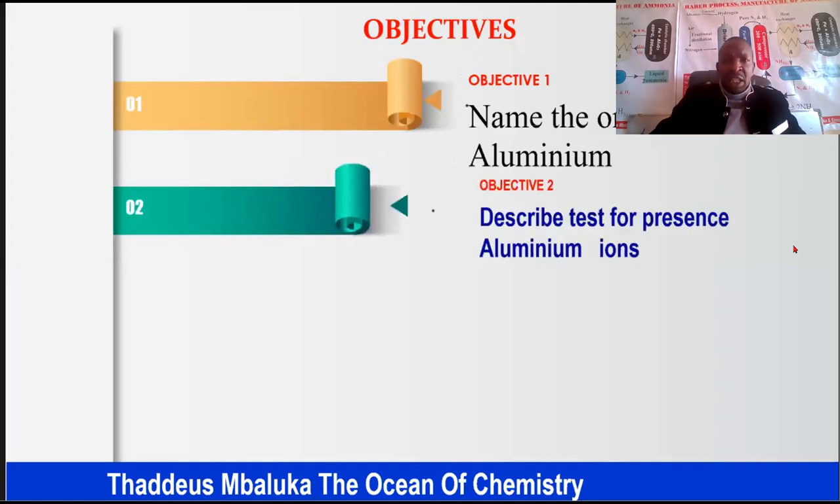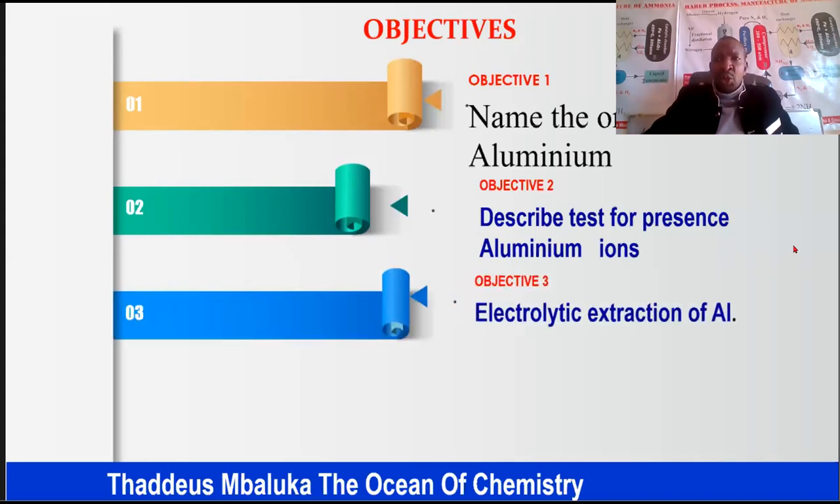The other objective is that you should be able to describe the test for the presence of aluminium ions. That is also the first thing. If you want to extract a particular metal, the first step is to test for the presence of the metal cation in the rock that you suspect to contain aluminium, or rather the particular metal.